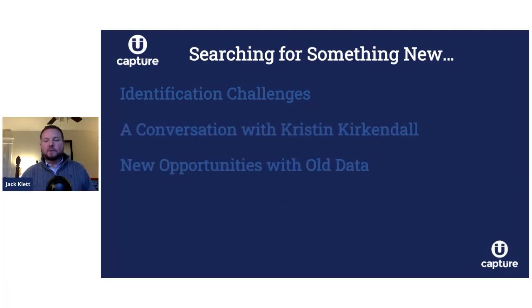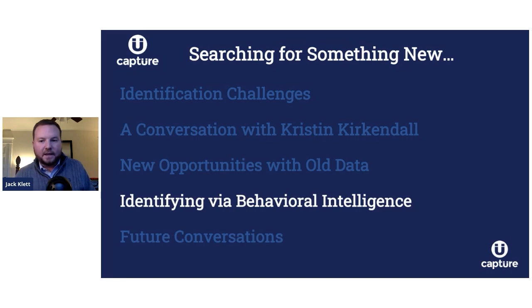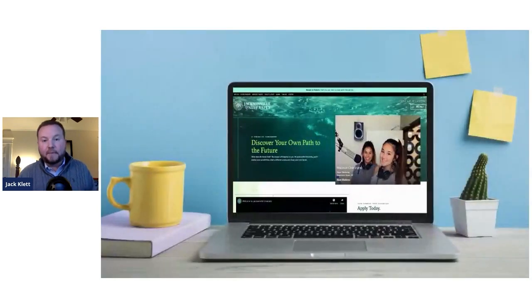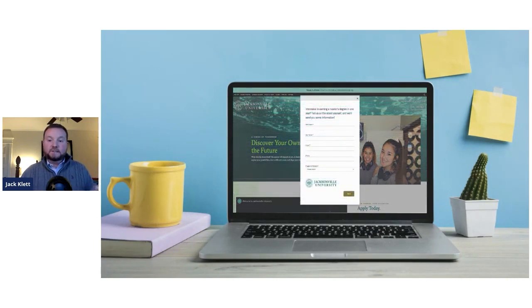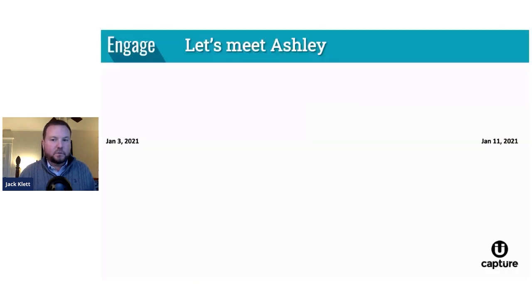All right, so now let's move on to some really interesting ways to identify and influence prospective graduate students, relying on new data, specifically data that's been informed by behavioral intelligence. So you remember the Jacksonville University website. Here's that website on behavioral intelligence. Our Capture Engage software is running in the background, knows that someone interested in graduate education has arrived, and with this behavioral intelligence, Engage, Capture software, informs the website to trigger a short form specific to grad.